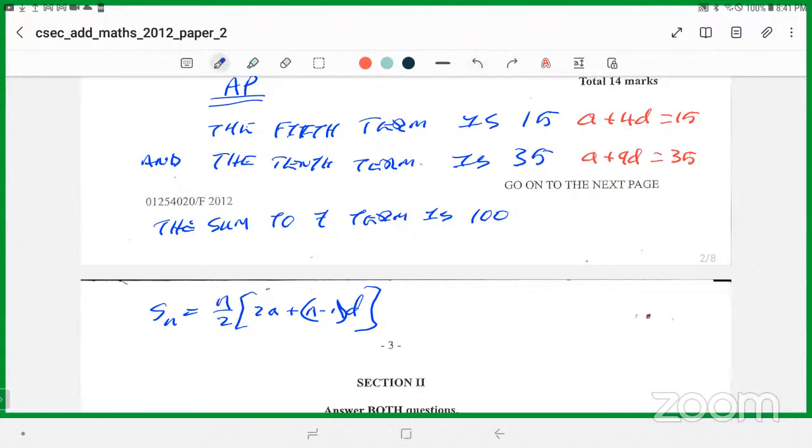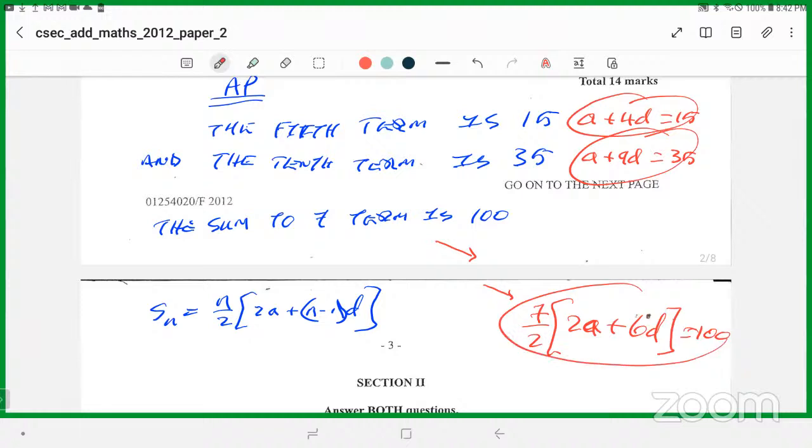So this information would give me an equation using this. The sum to 7 terms, meaning that n is 7, would be 7 over 2 into 2a plus, remember now, 7 minus 1 is 6, so it has to be 6d. That now is equal to 100. So you see, I get these kinds of equations to solve when I'm doing AP. And those are linear type equations. You solve them by adding and subtracting.